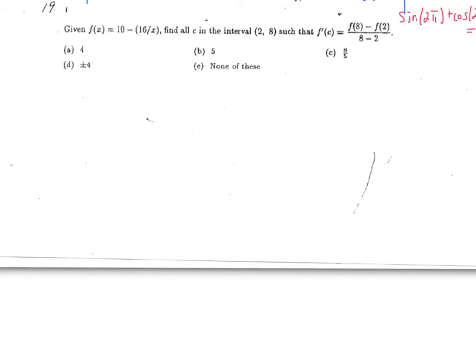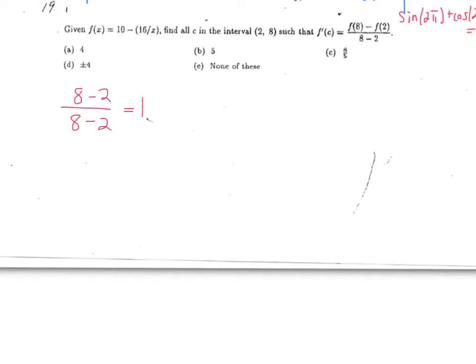In number 19, we want to find an x value in the interval between 2 and 8, such that the derivative of that x value will equal the slope between 2 and 8. So first, let's find the slope. Let's find f of 8 minus f of 2 all over 8 minus 2. So if I plug in an 8, that will give me 10 minus 2, so that will give me 8. And if I plug in a 2, that will give me 10 minus 8, which is 2. So the slope between those 2 points is 1.